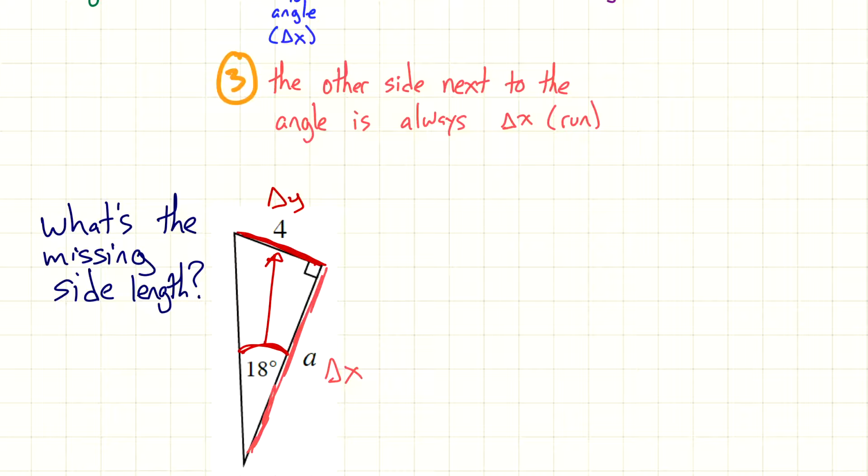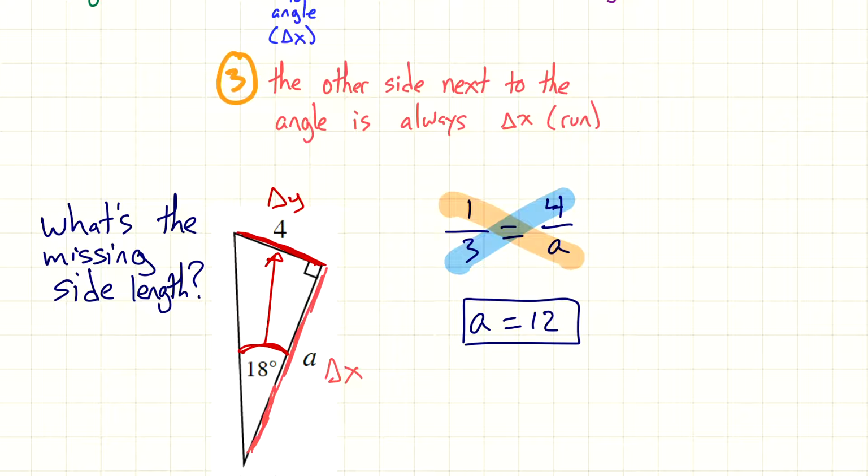So when I set up my equation, my proportion, I'm going to put 4 over a. And then 18 degrees, if we look that up, we just finished doing that. That was 1 over 3. And again, cross multiplying these like we normally do, we'll end up with a is equal to 12. And we found the missing measurement.